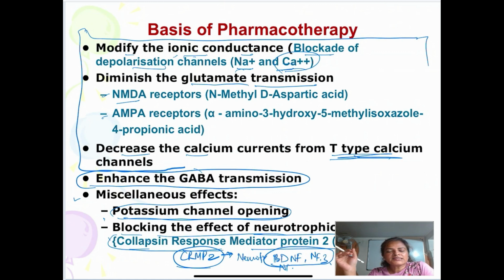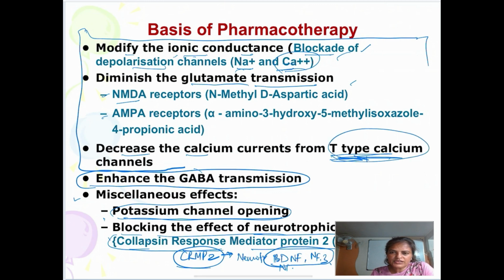So this is the basics about anti-epileptic drugs. In the next video, I will be taking up all these drugs one by one: the drugs which act by blocking this, the drugs which act on the T type calcium channel, the drugs which enhance the GABA transmission, and the drugs which act by opening the potassium channel or acting on CRMP2 proteins. So that's all.